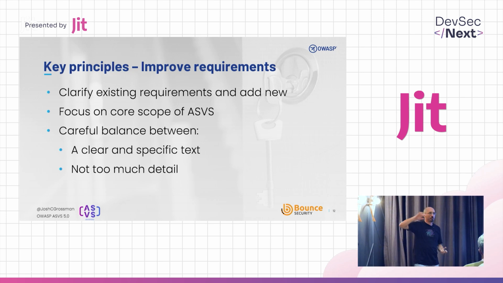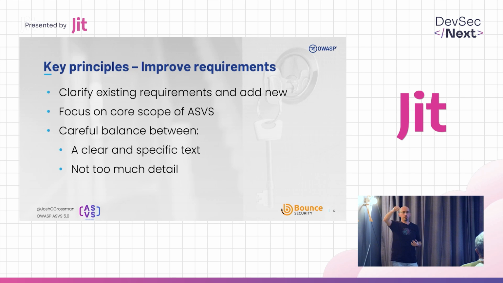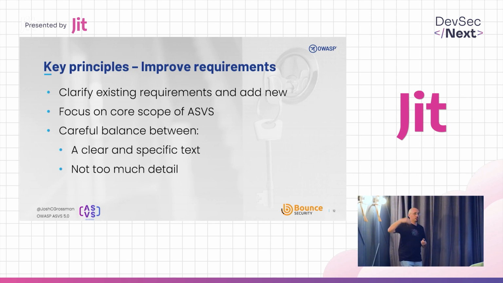We also want to make sure we balance between the right amount of detail, having enough detail so it's clear what the requirement is saying, but not so much detail that the requirement is suddenly a page long and very hard to parse, very hard to apply. So when we release a new version, we want to improve the overall content of the new version.